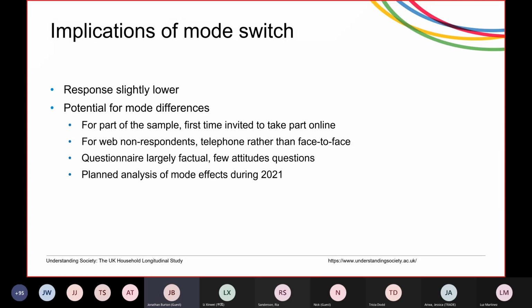So the implications of this mode switch are that response is slightly lower, and we're working with our partners Kantar and NatCen to look at ways of improving response on the telephone. We're also aware that there's potential for mode differences through selection, but also through measurement. So for part of the sample, this is the first time they've been invited to take part online, so the way they respond might be slightly different. For people who don't respond online, it's a telephone survey rather than face-to-face.